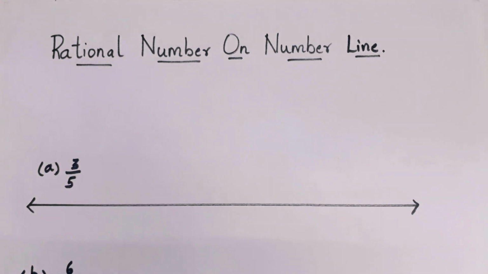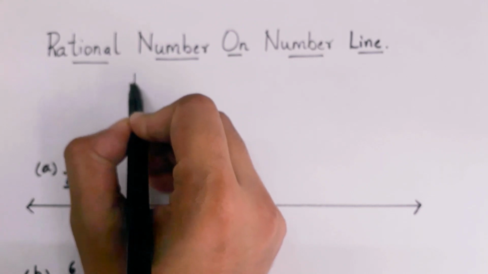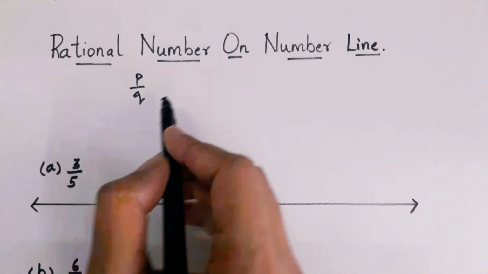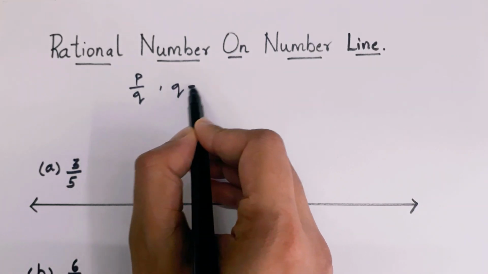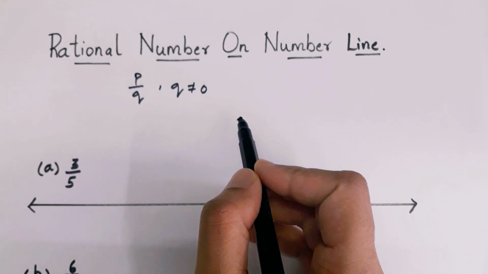Hello everyone. Today we're going to see how to plot rational numbers on a number line. Before we plot them, let us understand what rational numbers are. Rational numbers are represented in p upon q form, where q is not equal to 0. Numbers of this kind are called rational numbers.